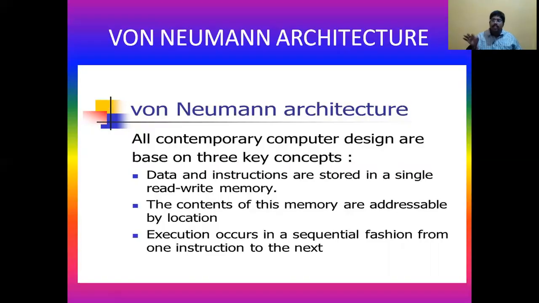See, initially, that means first generation computers all use this von Neumann architecture. Simply saying, it is a complex architecture, because as we are very much familiar from the previous classes, the memory has to store the program as well as data.